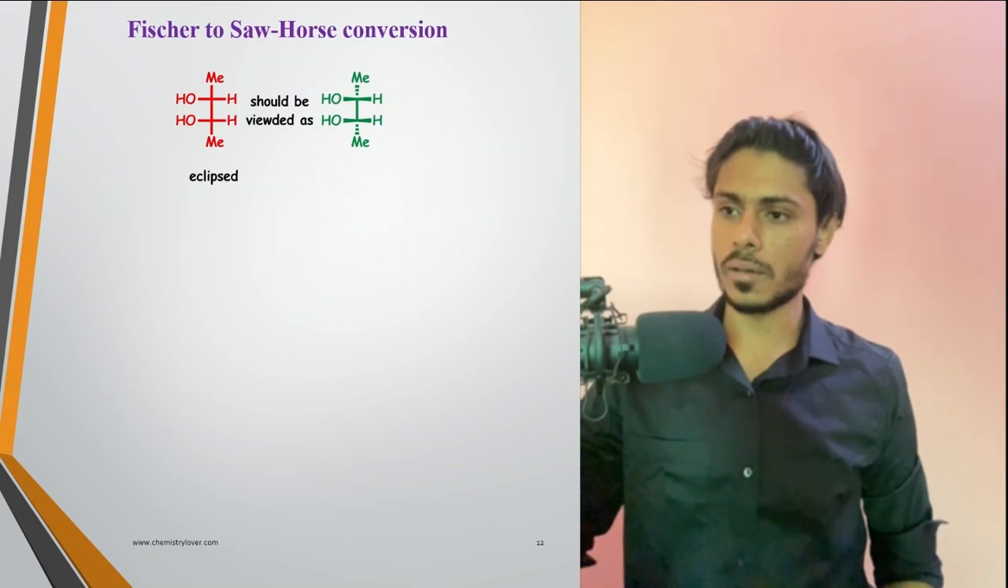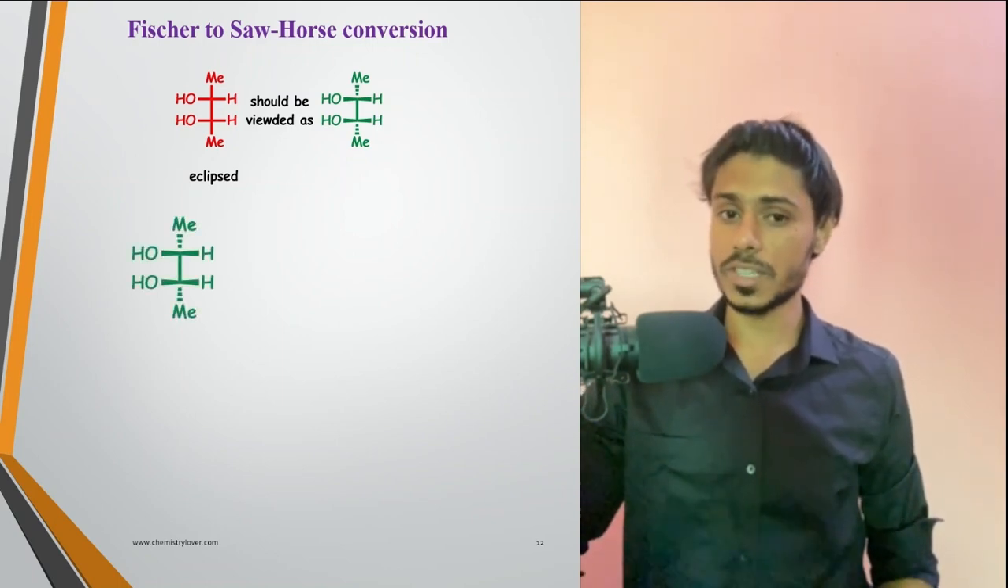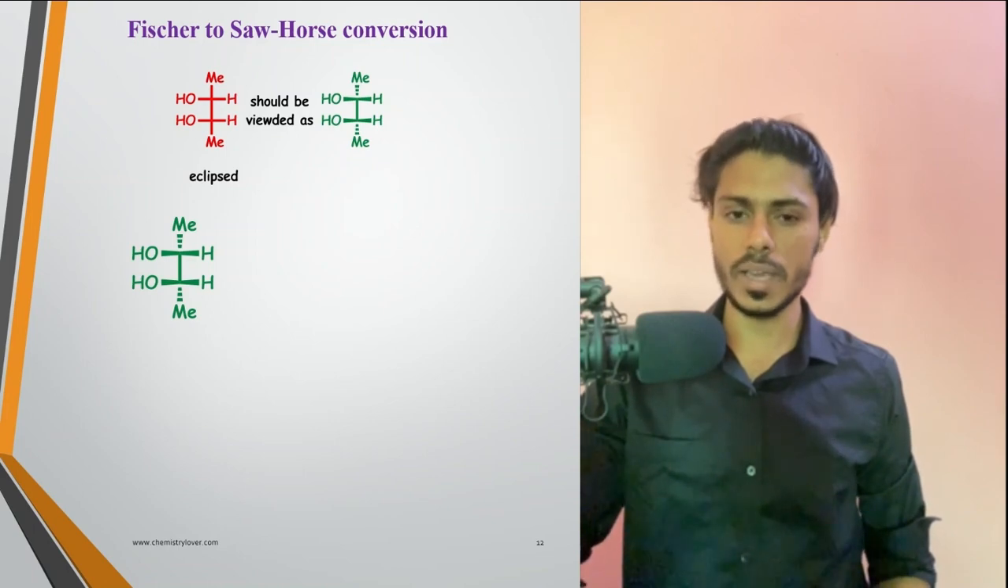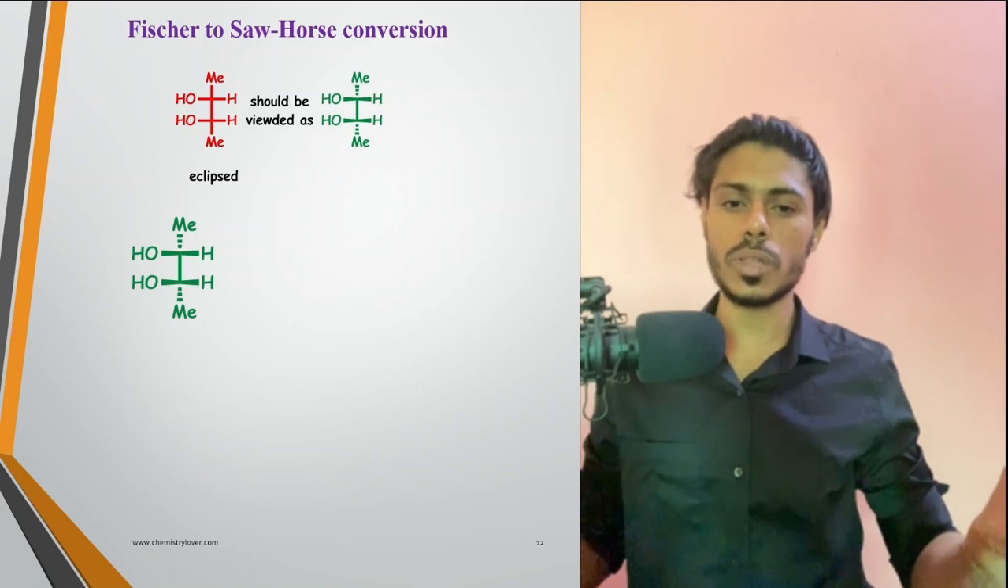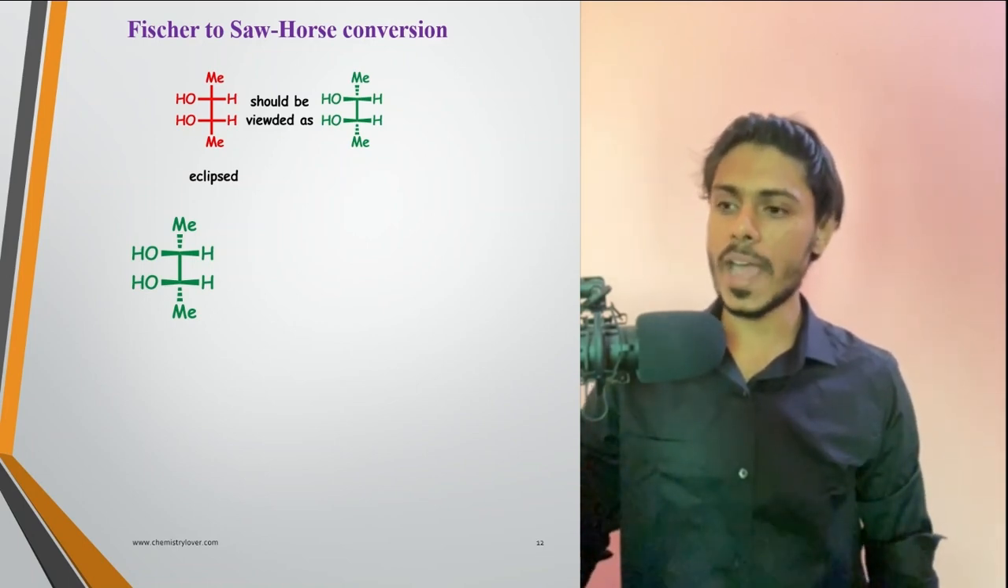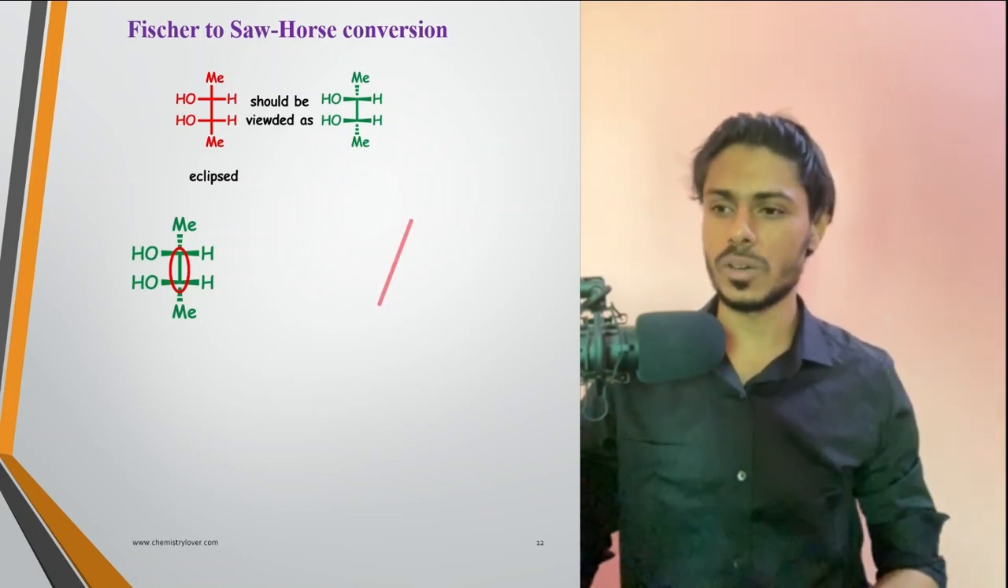So first step is you have to draw the molecule in the Fisher projection formula, but here we are drawing it in the green representation, because we have to look into the molecule like this. Now identify the carbon skeleton. So this is our carbon skeleton. So we just make a tilted bond.